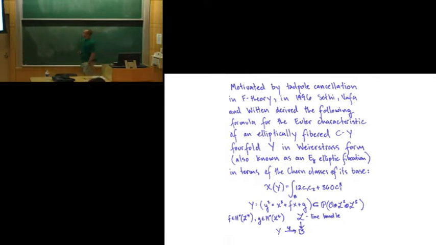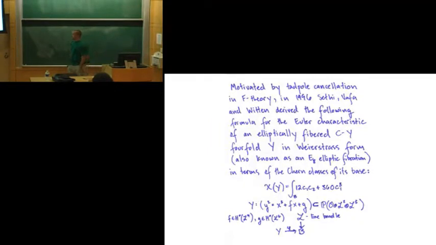12 C1 times C2 plus 360 C1 cubed, where C1 and C2 are the Chern classes of the base B of the elliptic fibration, where B is a three-dimensional compact, perhaps complex algebraic variety, non-singular. And for those not familiar with the Weierstrass form of an elliptic fibration, I give the explicit equation here.